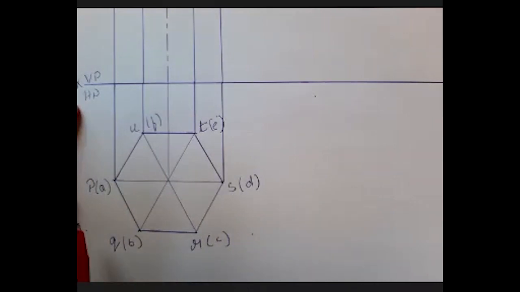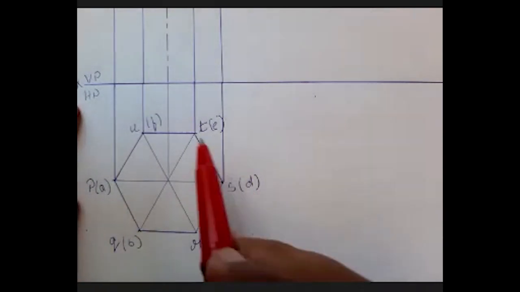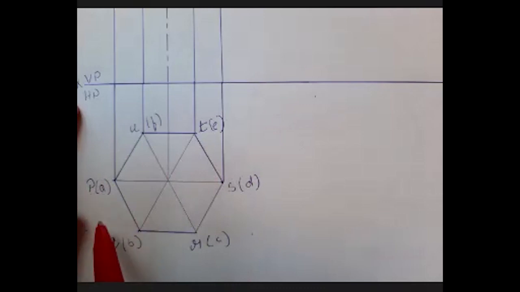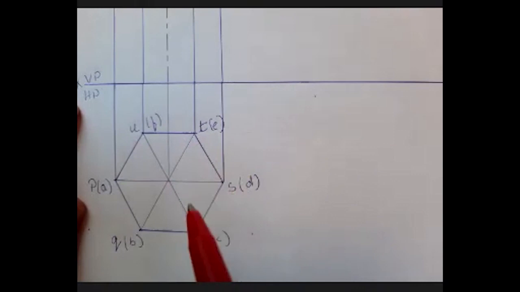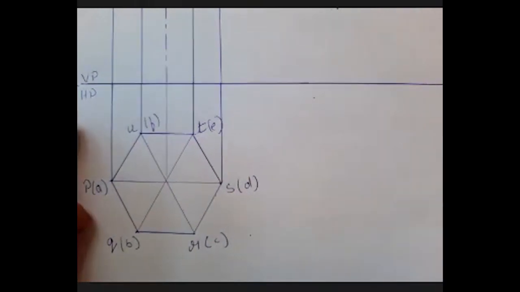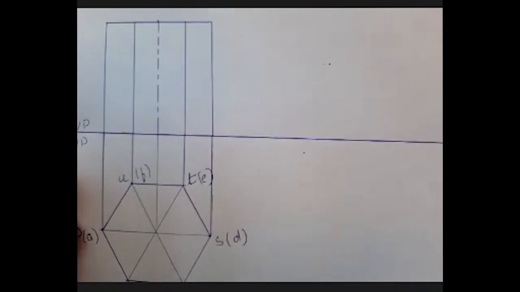Whatever the top base I'm going to name, that will be outside the bracket, and whatever the bottom base I'm going to name, it will be within the bracket. It's not necessary to take A, B, C, D, E, F like that. I can take 1, 2, 3, 4 like that, or I can take A, B, C, D for the top base and P, Q, R, S, T for the bottom base. It depends on the drawing, what we are doing.